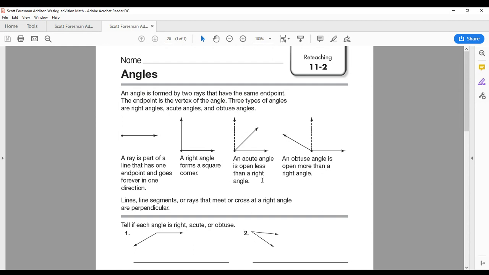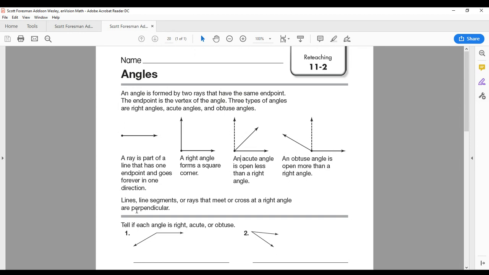An acute angle is less open than a right angle. So if this is a right angle, this line and this line form an acute angle. I like to think of it as it is cute and little, or smaller than a right angle. An obtuse angle is open more than a right angle. So this ray and this ray form the obtuse angle.